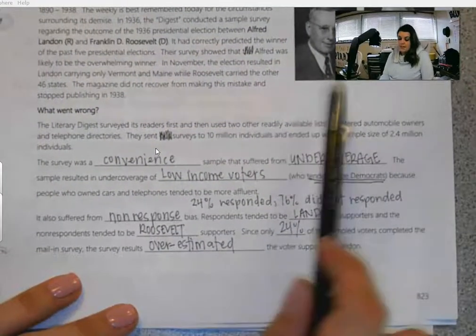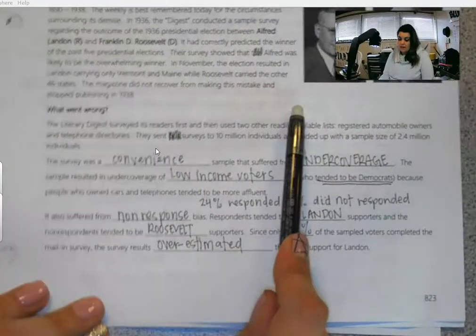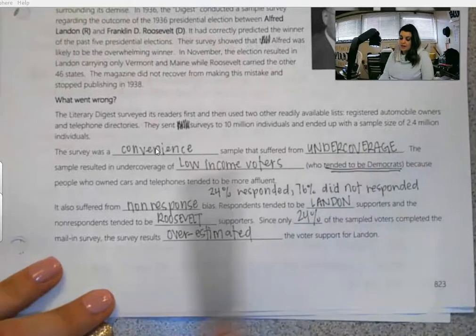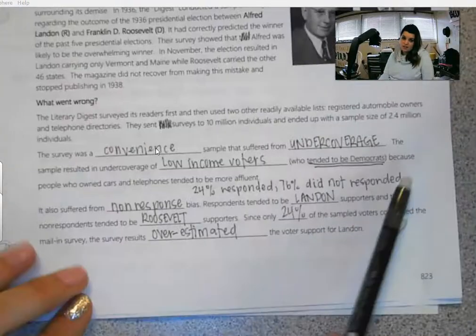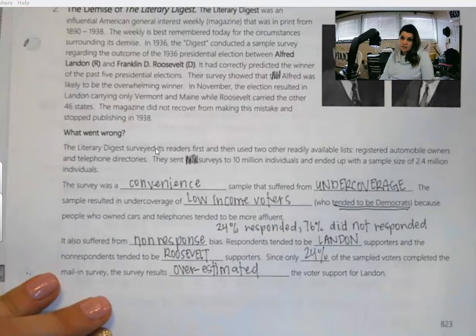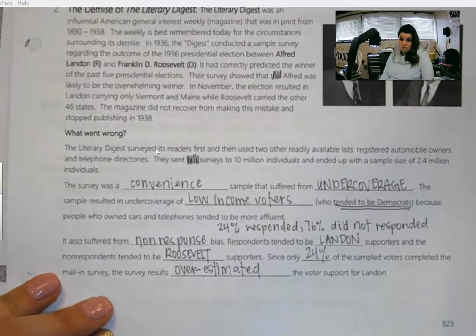So, bad sampling method, we had under coverage, we had non-response. All of these things cost this Literary Digest their company, their existence. Very interesting to me. Real life, true story.